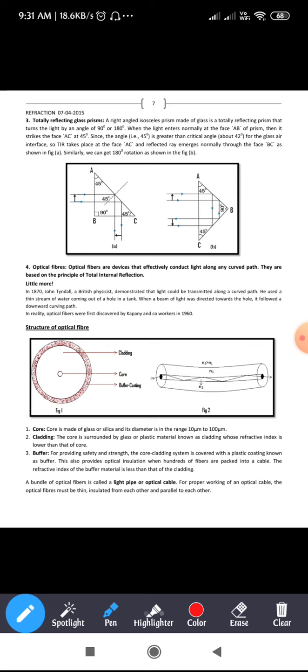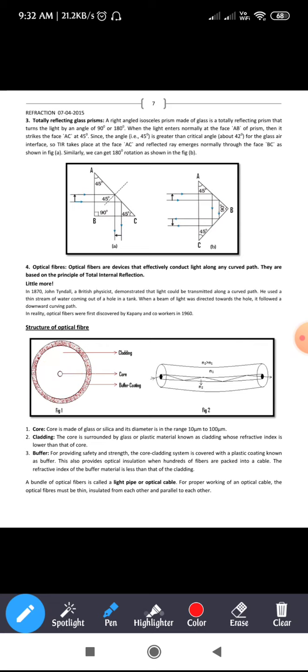The next is cladding. The core is surrounded by glass or plastic material known as cladding, whose refractive index is lower than that of the core. This is the cladding, surrounded again by glass or plastic material whose refractive index is lesser than that of the core.